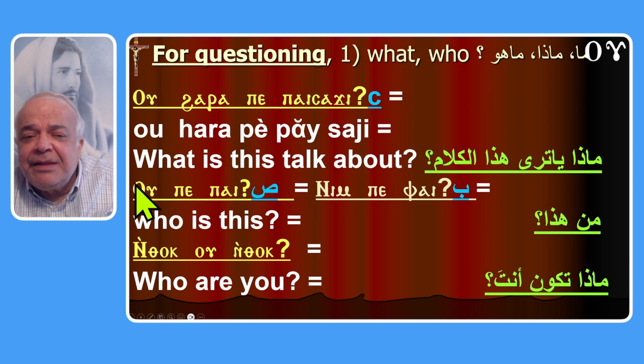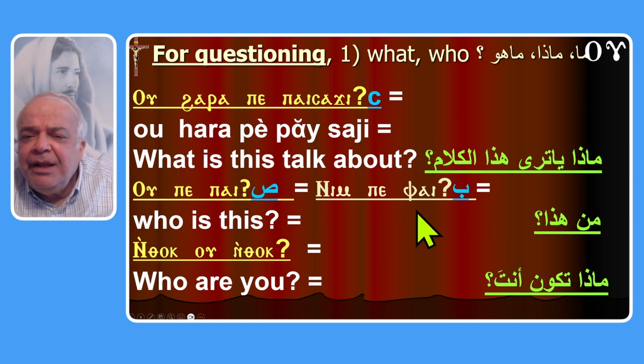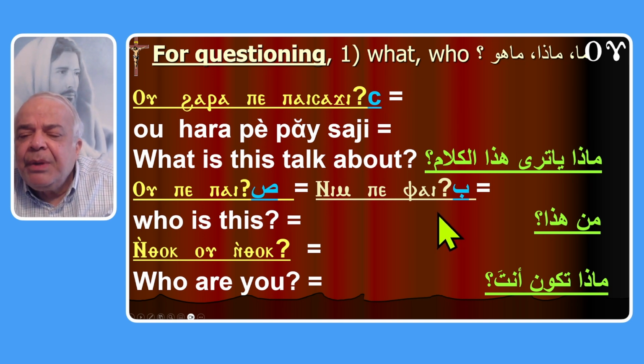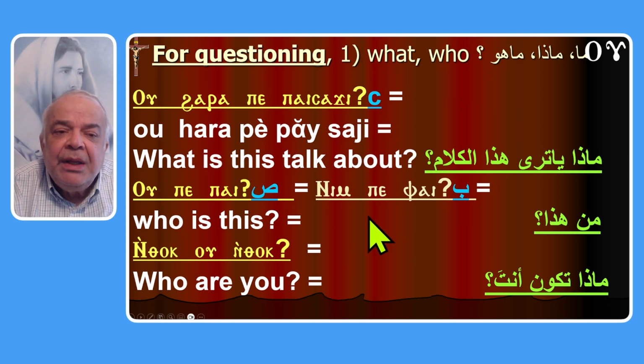If we want to express the same question in the Northern dialect, which we call Boheri, with a symbol B here, Beh in Arabic, we say it a little differently. We say Nim, Nei, Yota, Mei. Nim means who. Pe, again, the definite article, and Phi. Phi, Alpha, Iota, demonstrative article. And here I want to talk to you about demonstrative articles.